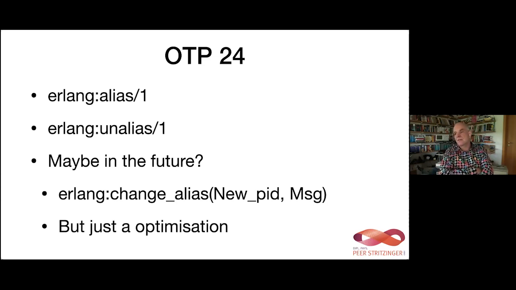Then you need to make sure in your code that you always look at only the current messages, and you're not messed up by some random message popping up in your mailbox from a past request. That's the reason for the unalias call, because you can unalias a process and then this PID is disappearing. It's as if the process were gone and the message disappears. As far as I understand, it disappears even in a way that it's not even sent over distribution, and that's the optimization part. But maybe we could abuse this feature and add something like Erlang change alias.